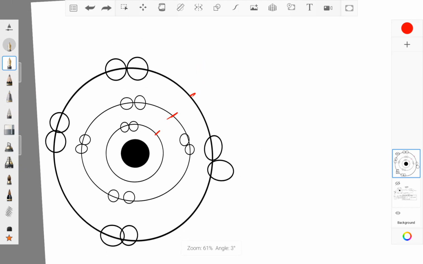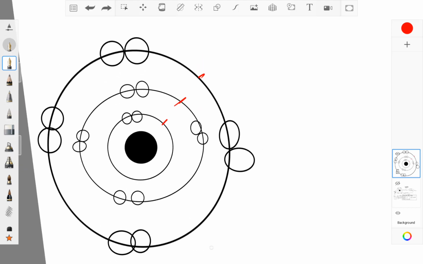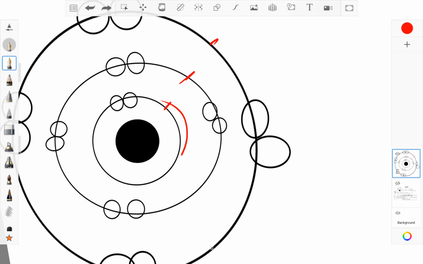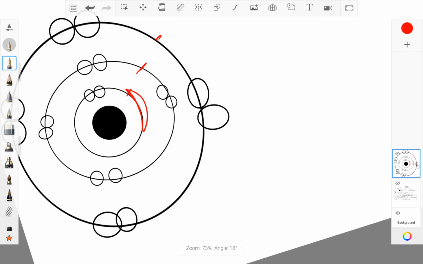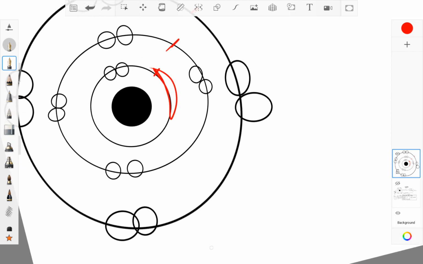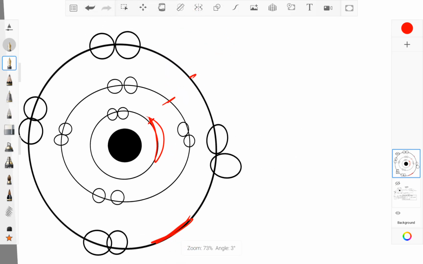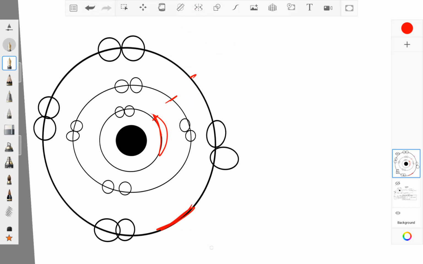Electrons are arranged in pairs in each of these shells, and the first shell that's closest to the nucleus, so this shell right here, has the lowest energy level, while the shell that is furthest from the nucleus has the highest energy level. It's called the valence shell, and the electrons in the valence shell are called valence electrons.